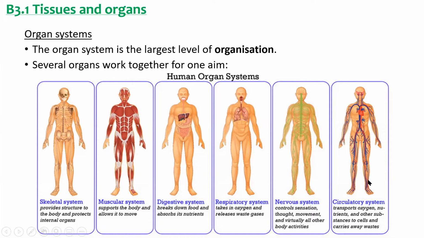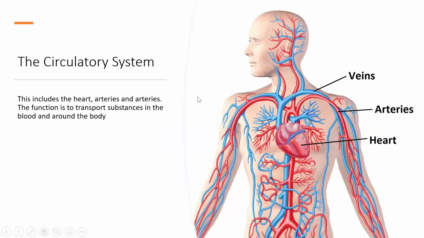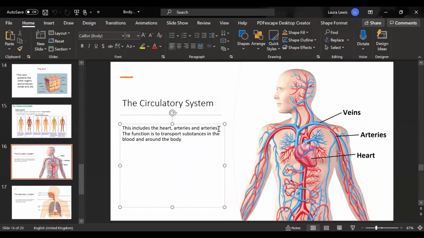So the circulatory system. Again, a fascinating one. It transports oxygen, nutrients, and other substances to cells and carries away wastes. Okay, so we're going to go into a bit more detail about each one here. The circulatory system we'll start off with. This includes the heart, arteries, and I should say veins. Sorry about that. And the veins.